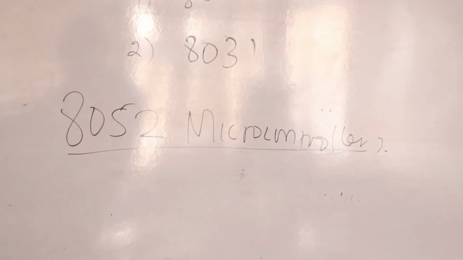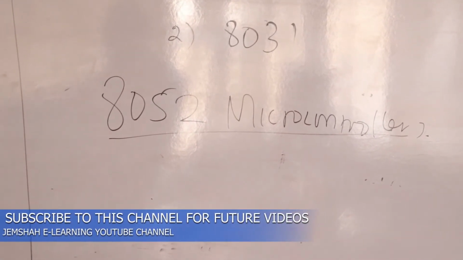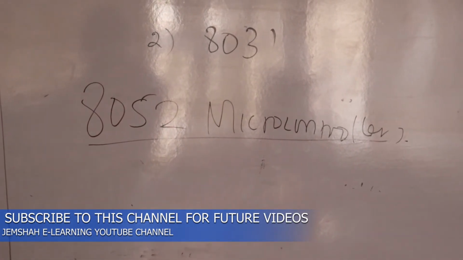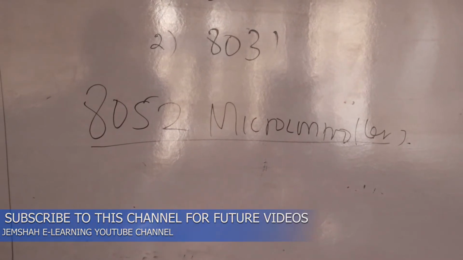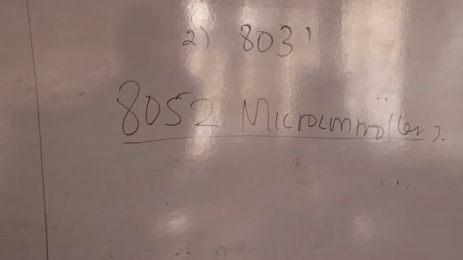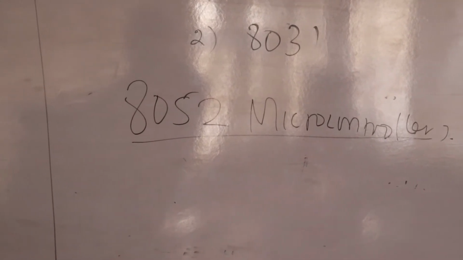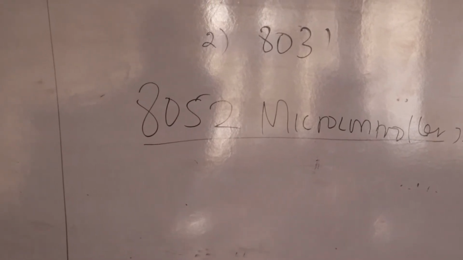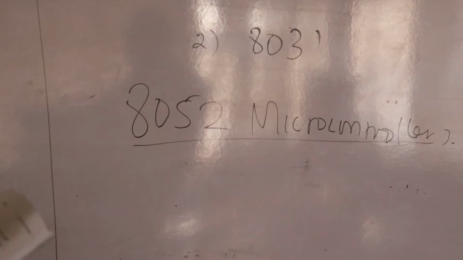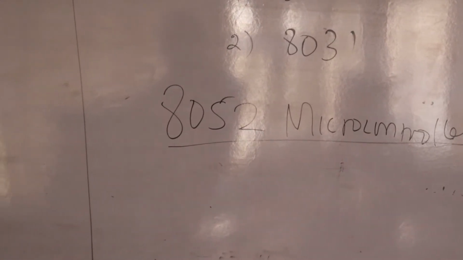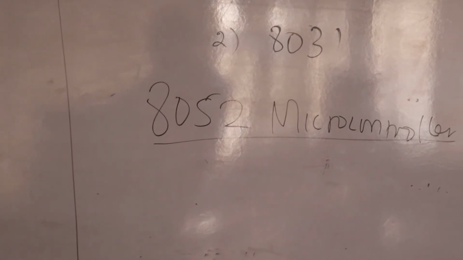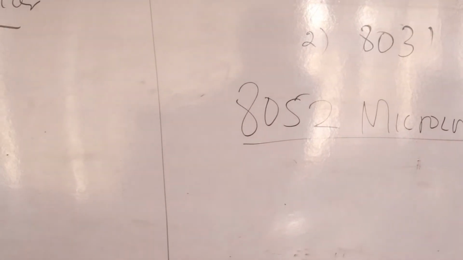8052 microcontrollers. When you talk about the 8052 microcontroller, it has several features that the 8051 has, but there are some small differences between the two. The 8051 has 128 bytes of RAM, but the 8052 has an extra 128 bytes of RAM and an extra timer. In a nutshell, the 8052 has 256 bytes of RAM and one additional timer, which makes the total number of timers 3.